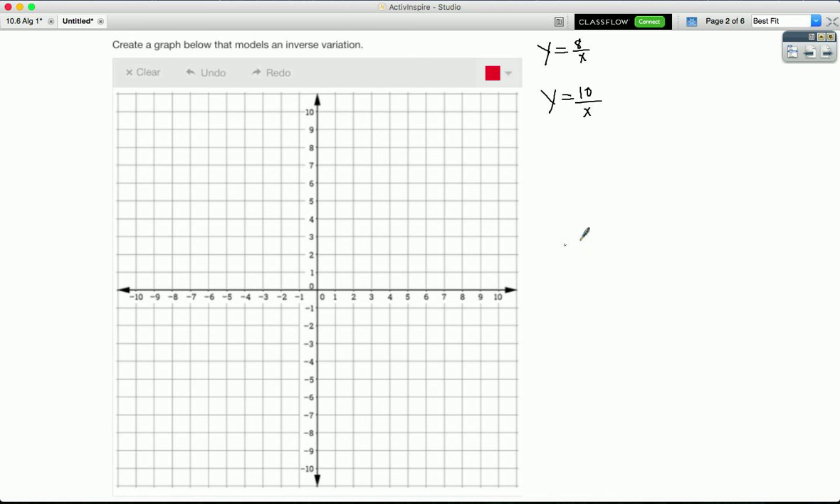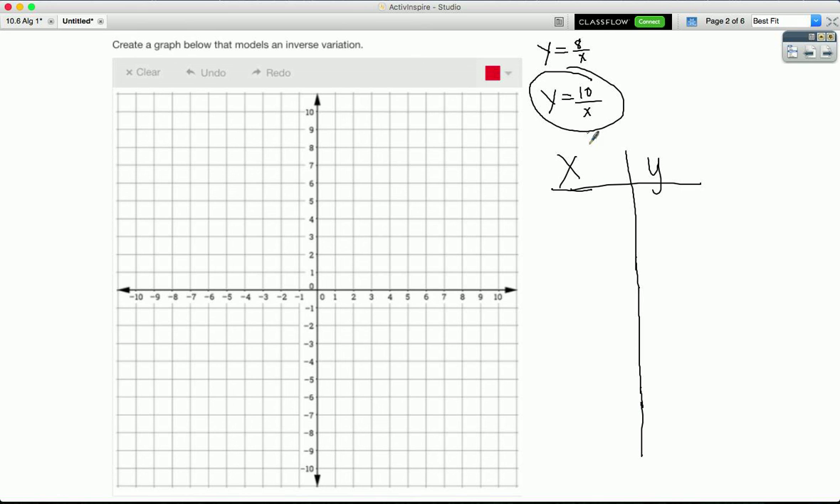So if I used y equals 10 over x, and I wanted to get some values, I would need to potentially choose values that 10 is evenly divisible by, so that I come out with some clean, even points. So I could start with 1, 2, 5, and 10. So when I plug those in, y is 10, 5, 2, and 1.